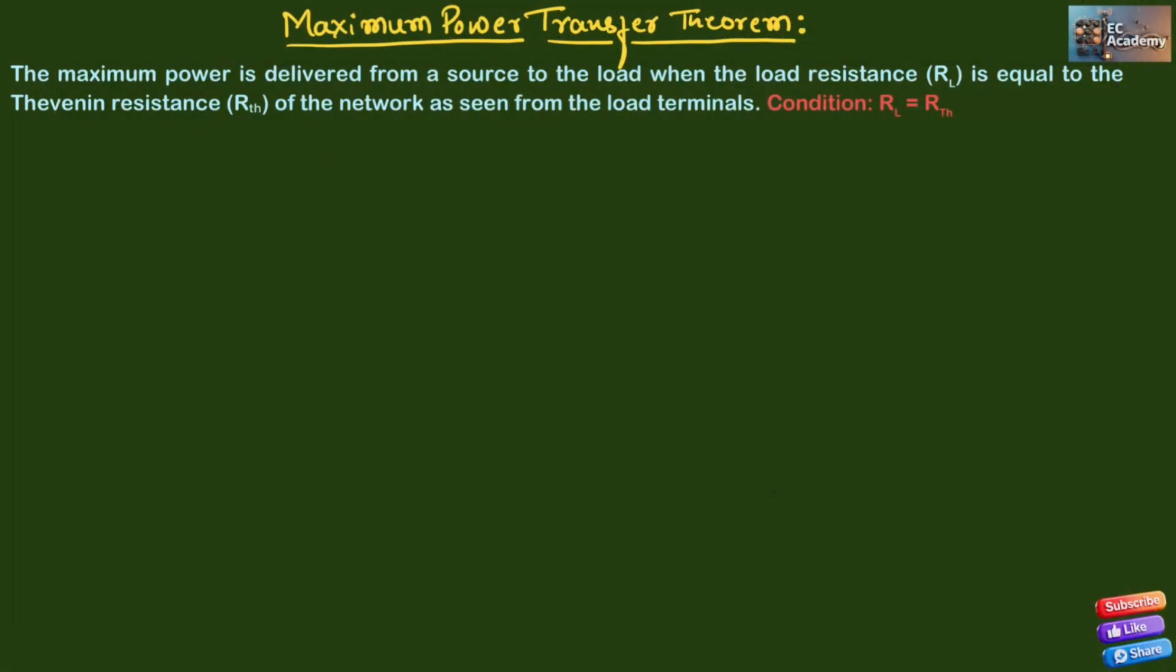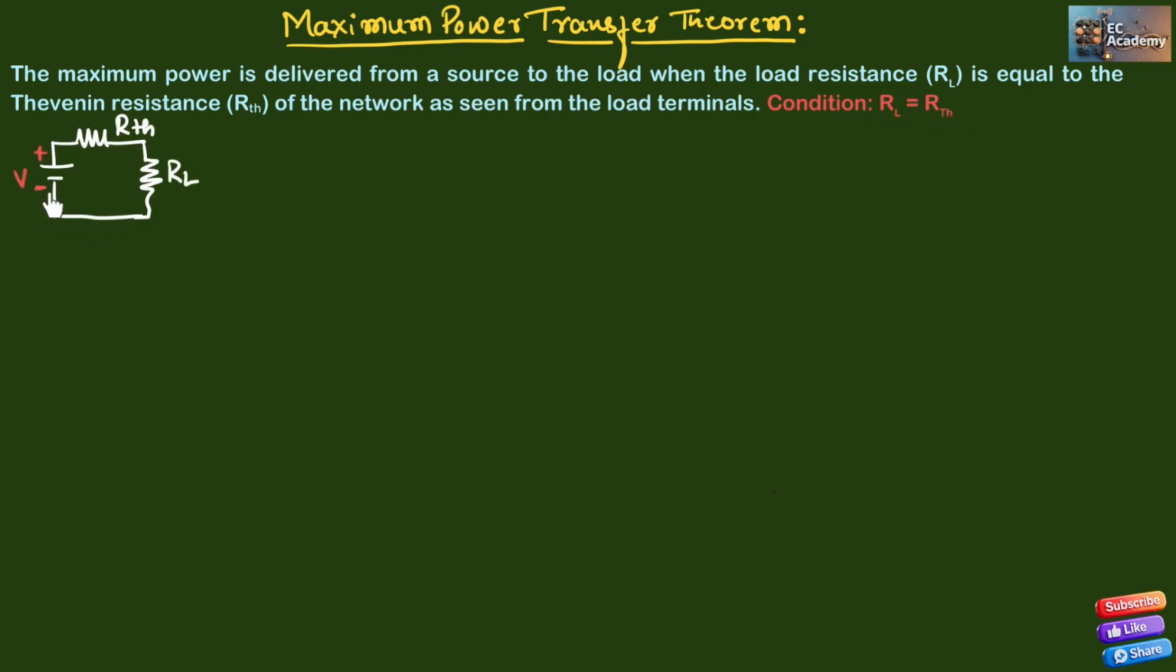In this lecture, let us understand the maximum power transfer theorem. It states that the maximum power is delivered from the source to the load when the load resistance RL is equal to the Thevenin's resistance RTH of the network as seen from the load terminals. So, the condition for maximum power transfer is RL equals RTH.